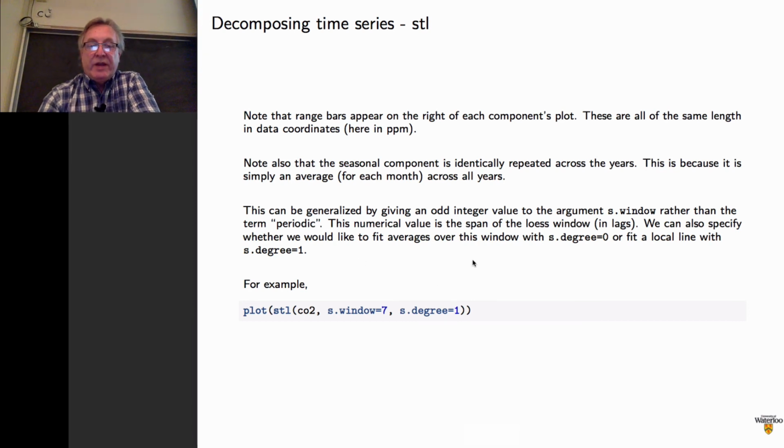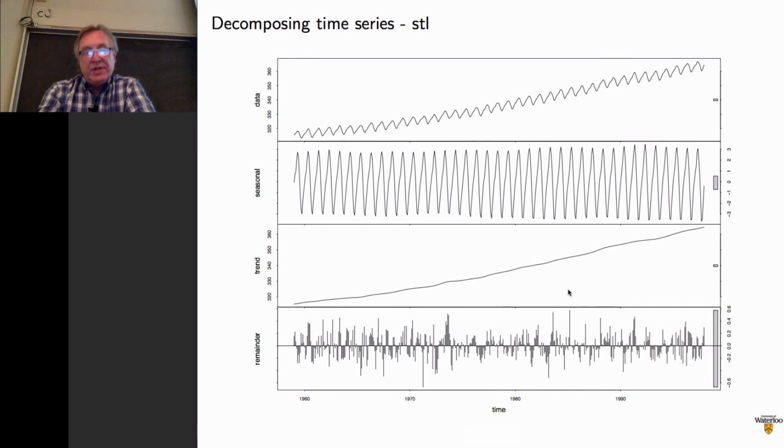I can also specify whether I want to fit averages over this window by saying the degree is 0, or a local line with degree 1. Here I'm looking at a window of 7 on either side, making this a little larger, with degree 1. Now I've changed it slightly. You can see I've got this data as before, and the seasonality is now no longer identical, and the trend is happening here. So I'm allowing the seasonality to change just a little bit and having the trend still cover things. I'm not forcing it to be an identical seasonality. So I'm getting closer to, if you think about it, our raw data, our short span smooth, and our long span smooth.